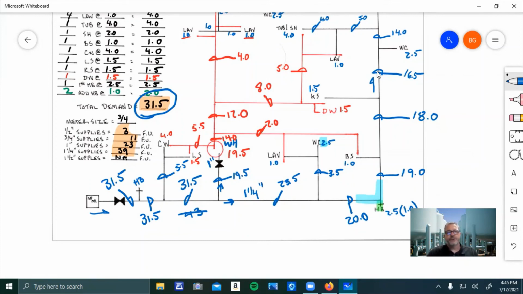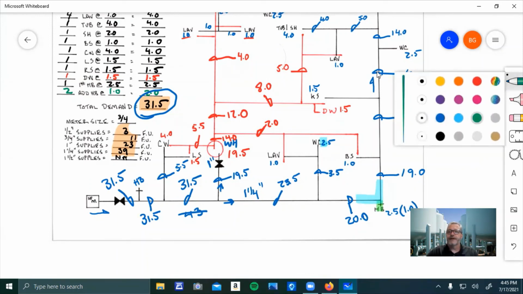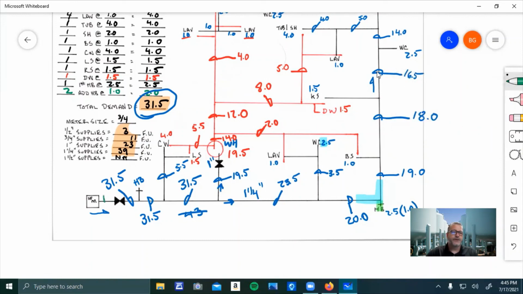So now you can go through, you can actually size out the entire system. And our entire system is going to be, we'll run this 1 1/4 inch, 1 1/4. The 5.5, that gives you 3/4 supply. So you can take all of these fixtures, all of these fixture units, and run them and get sizes based on all that.